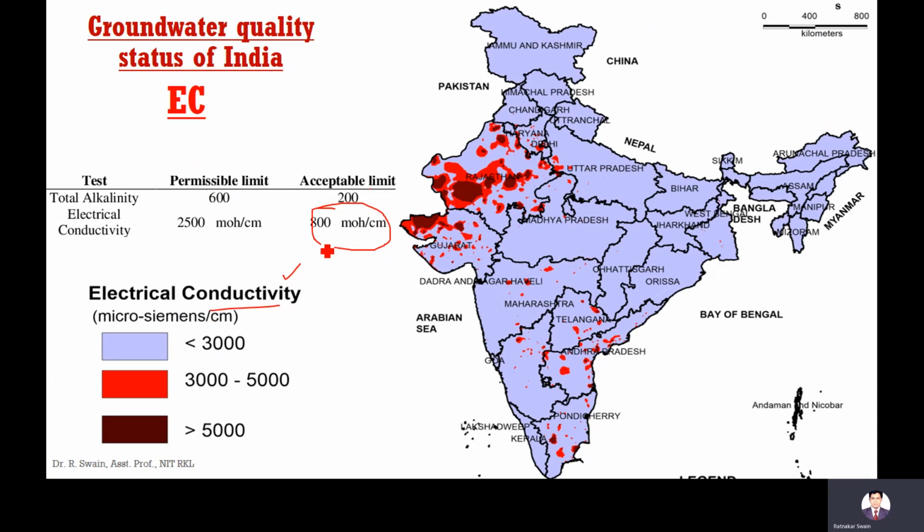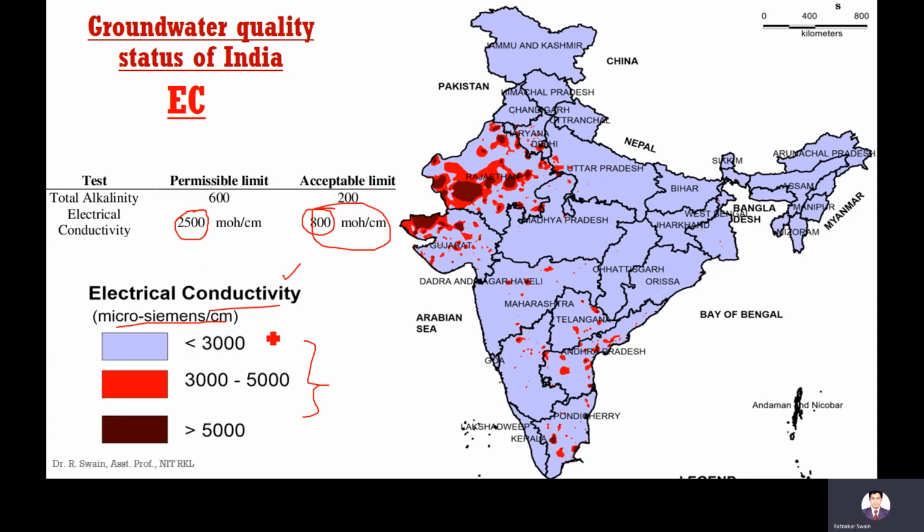So electrical conductivity within 800 is acceptable. Up to 2500 is permissible. Beyond that is not permissible. Here the unit is mho per centimeter, or microsiemens per centimeter. It is the same unit: 1 mho per centimeter is equal to 1 microsiemens per cm. Only the names are different, but the value is the same.